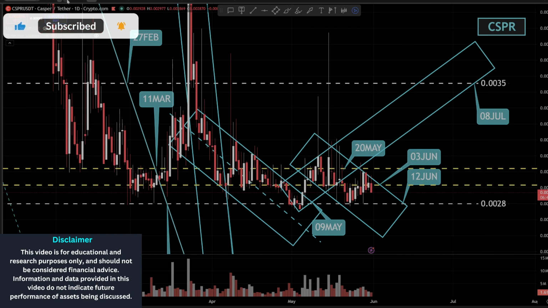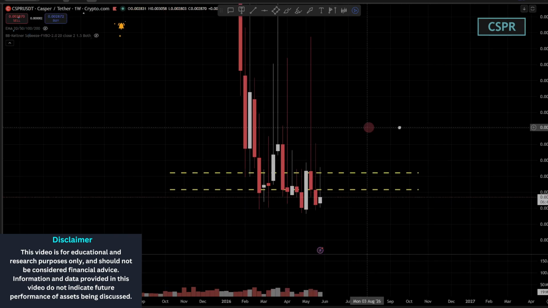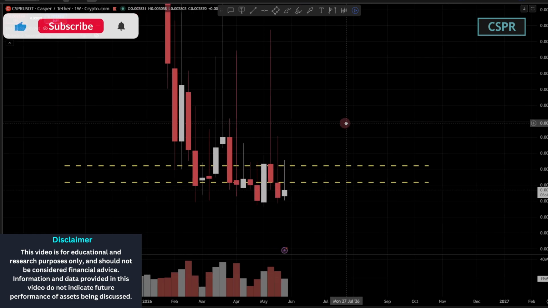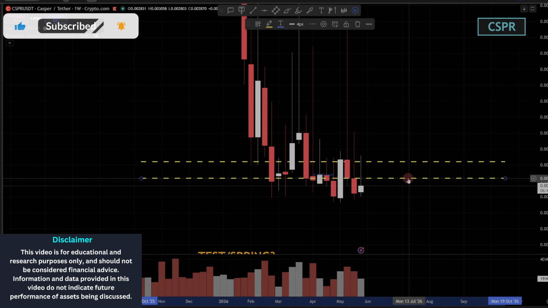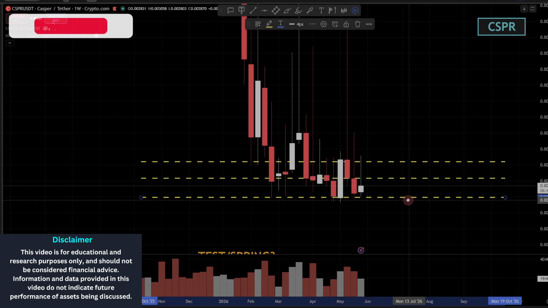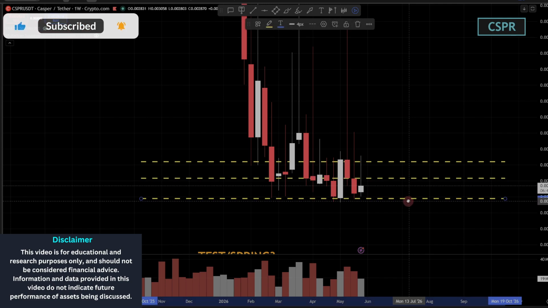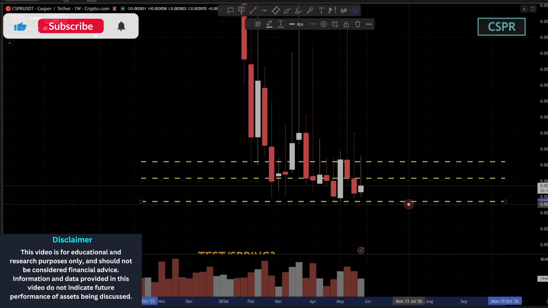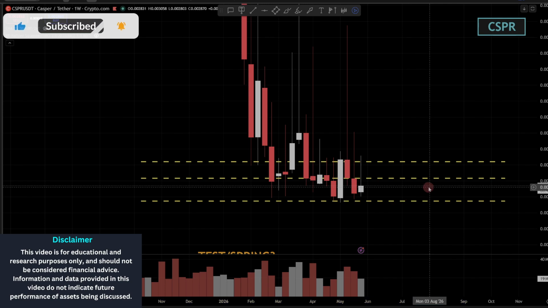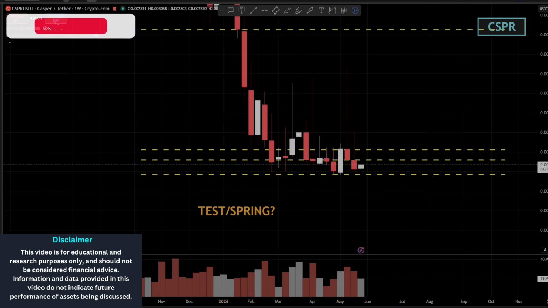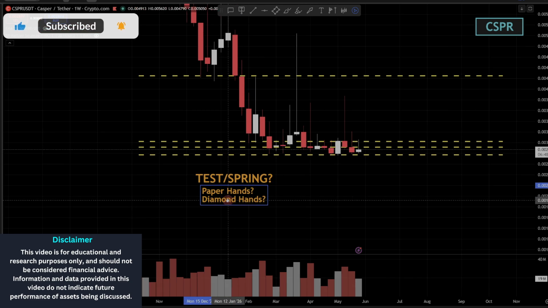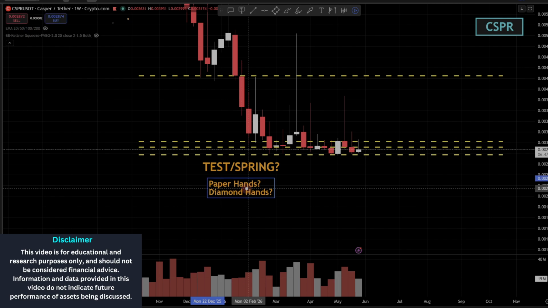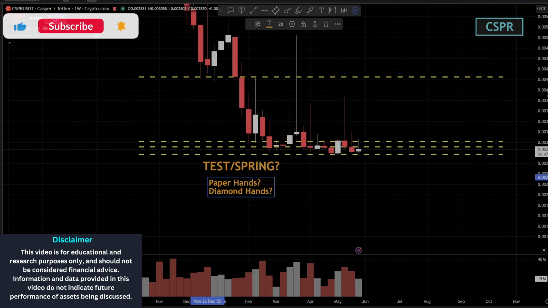So what about the big picture for Casper? Here, we talk about these levels, and better if we push this line over here as well, just so we know that 0.00275 roughly. Okay, just one more line. This is the testing period. Whether or not it's a spring, we don't know yet.